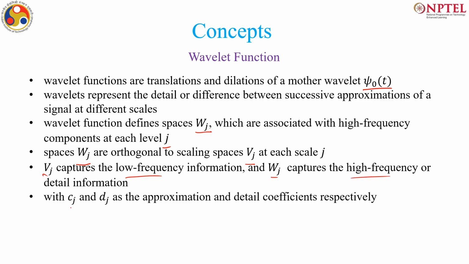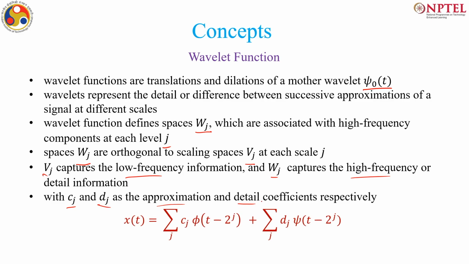So, if we have the Cj's and Dj's as our approximation and detailed coefficients respectively, then this is how our analyzing function will look. So, V1 is j equals 1, V2 will be j equals 2. So, it will capture all the respective scales and the linear combinations at each space. Now, pictorially if you see, it will be clearer.